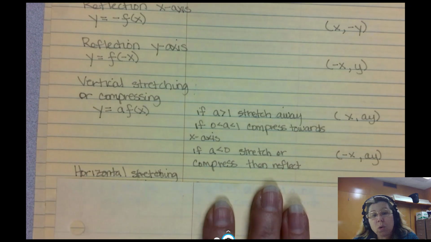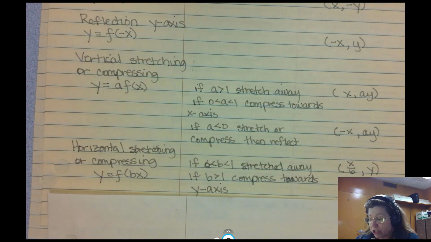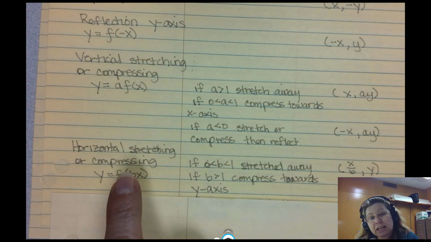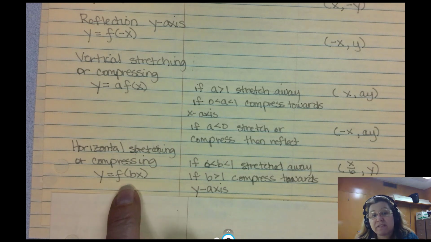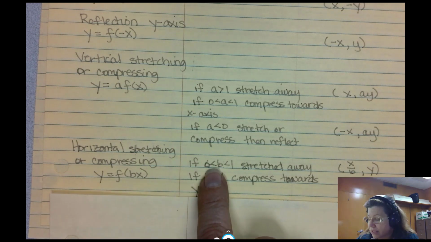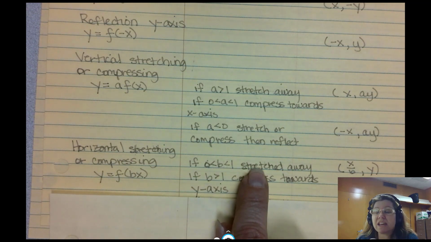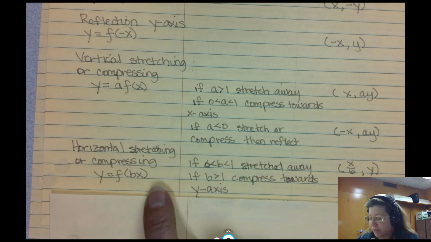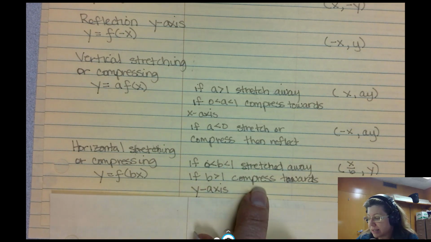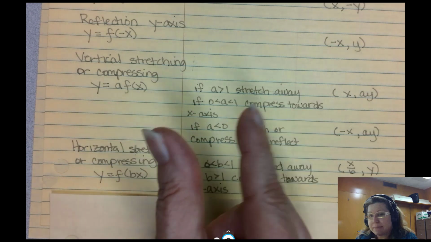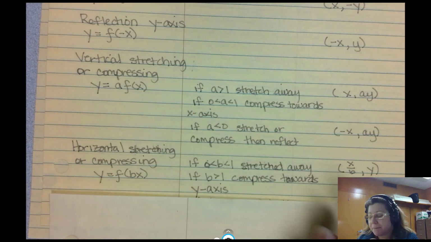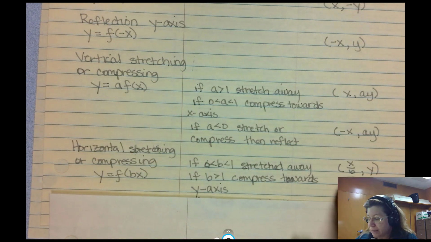Then we have horizontal stretching. Horizontal stretching is when you have the multiplication against the x, so f of b of x. If 0 is less than b is less than 1, so let's say a fraction or a decimal, it's stretched away from the y-axis. If b is greater than 1, it compresses it towards the y-axis. It makes it this way versus that way. And our x is manipulated.